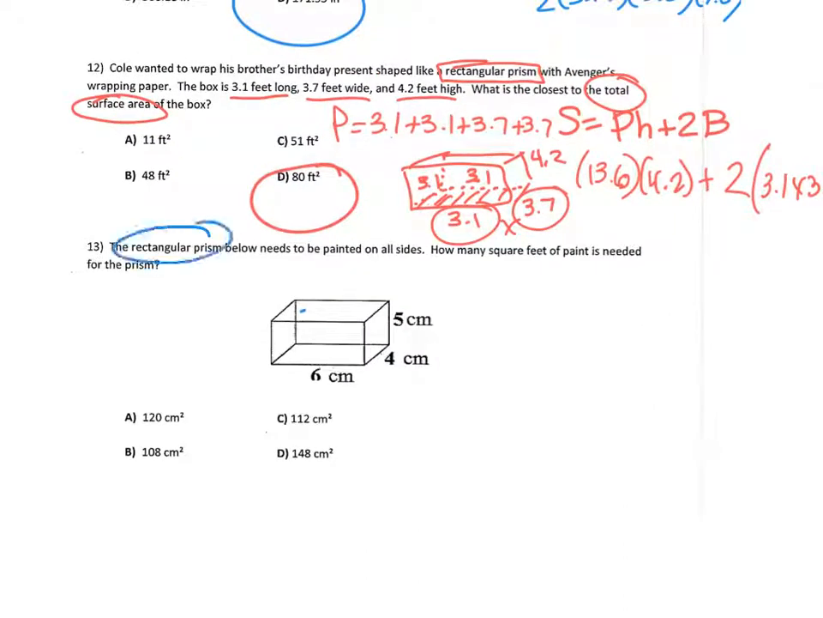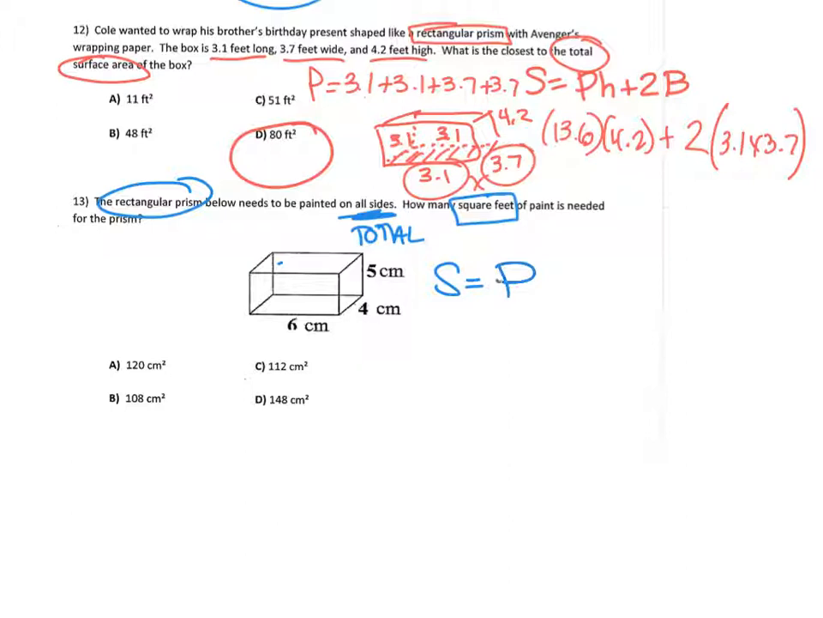Number 13. The rectangular prism below needs to be painted on all sides. How many square feet of paint is needed for the prism? All sides, that would be total. So perimeter of your base times height plus 2 times the area of your base.